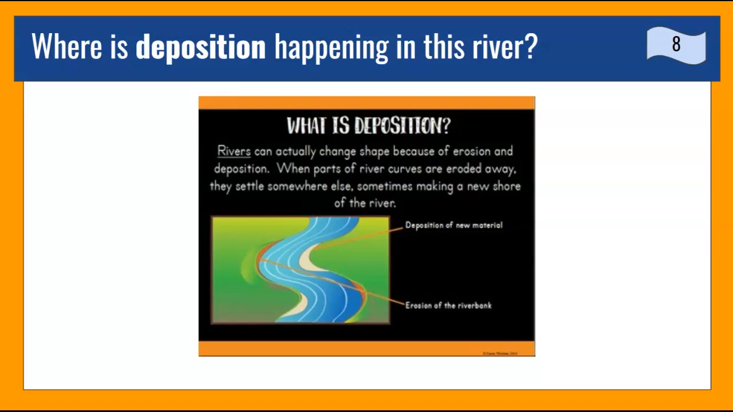Remember, deposition occurs when rivers actually change shape because of erosion and deposition. When parts of river curves are eroded away, they settle somewhere else, sometimes making a new shore of the same river. So there you can see the deposition of the new material and the erosion of the riverbank.